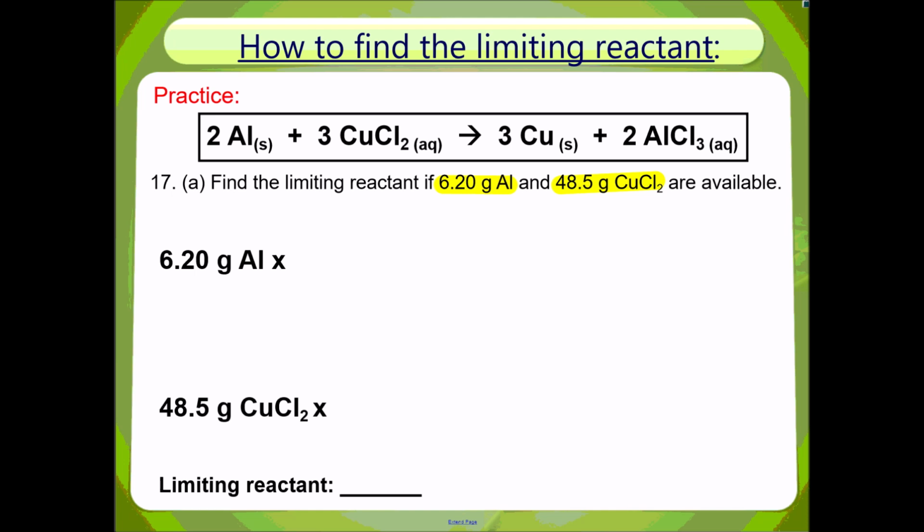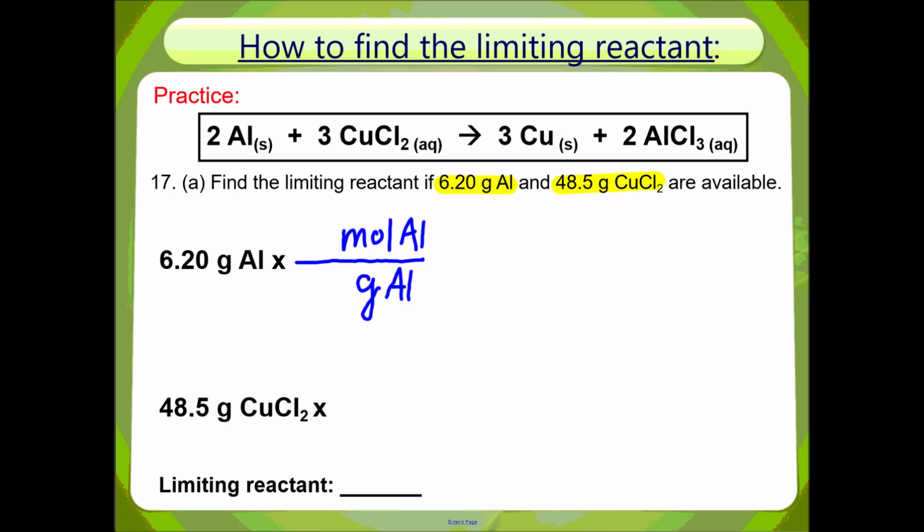Problem 17 is slightly harder. Part A. Find the limiting reactant if 6.20 grams of aluminum and 48.5 grams of copper 2 chloride are available. We are dealing with the exact same balanced equation as the previous problem. However, our given amounts are now in grams. Here, I have written down the given amounts of both of my reactants.